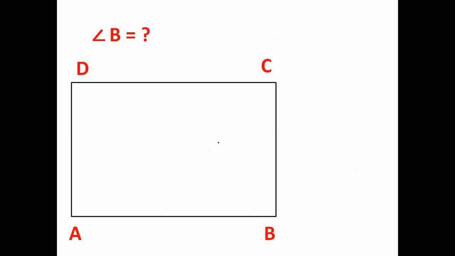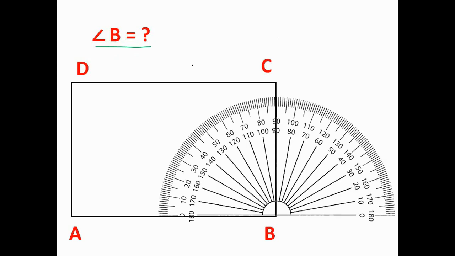Now let's consider this rectangle. The question is about angle B. So place it at the vertex of B. Count from the left side. Since B is at right, I will count from the left side. From 0 I will count till the line. So you can see the line at exactly 90. So this is 90 degree. Angle B is 90 degree.